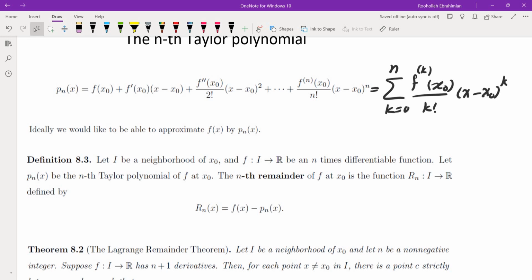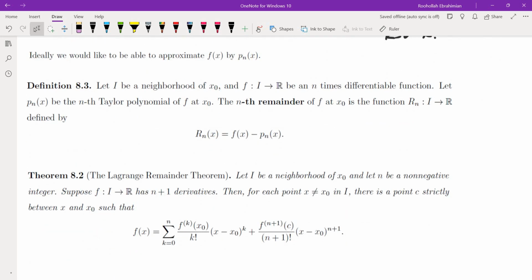Okay, so the reason that we actually discussed these Taylor polynomials is that we wanted to approximate our function f of x by polynomials, because it is easy to deal with polynomials since all polynomials need are multiplication and addition. So ideally we would like this polynomial Pn of x to approximate f of x as n is large. The difference of these two, f of x and Pn of x, is called the nth remainder. So this is the definition.